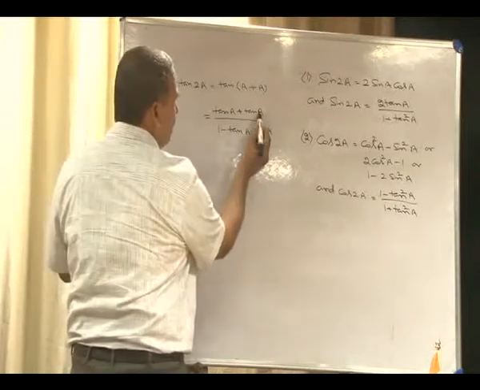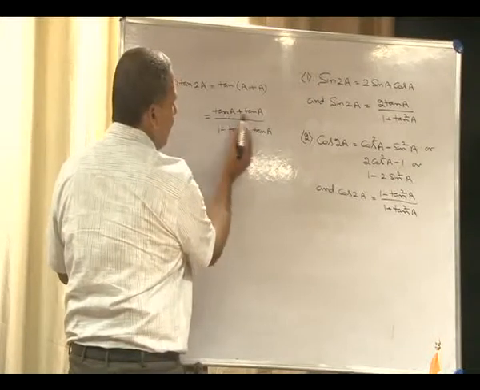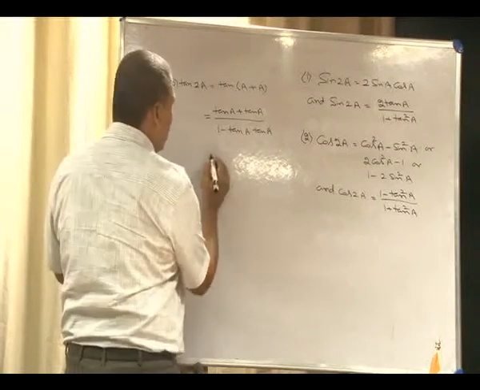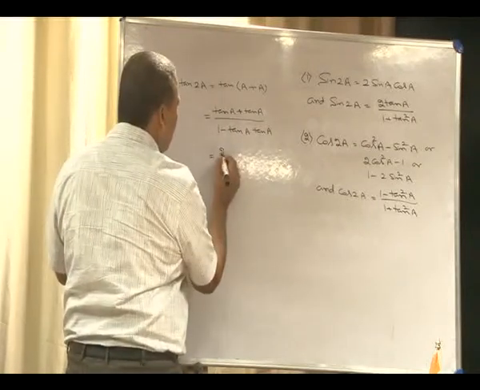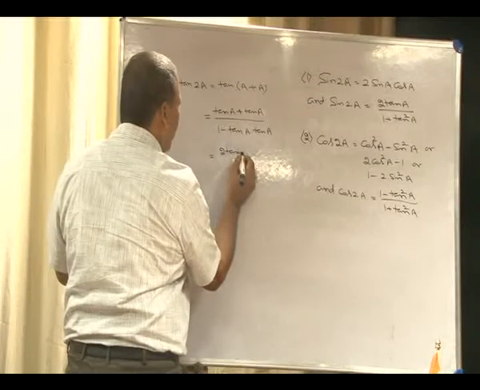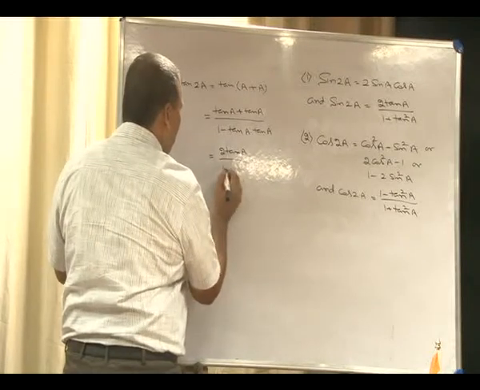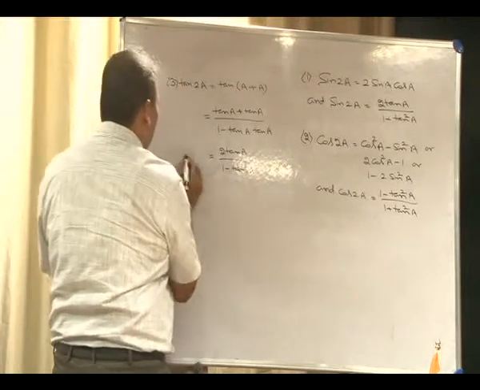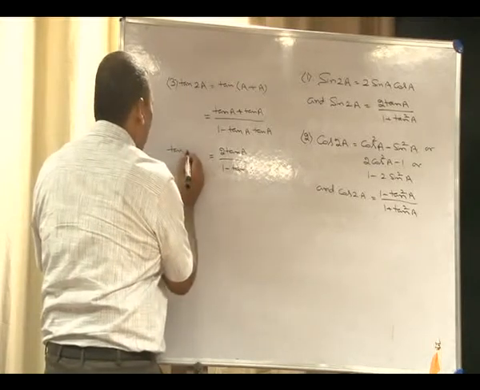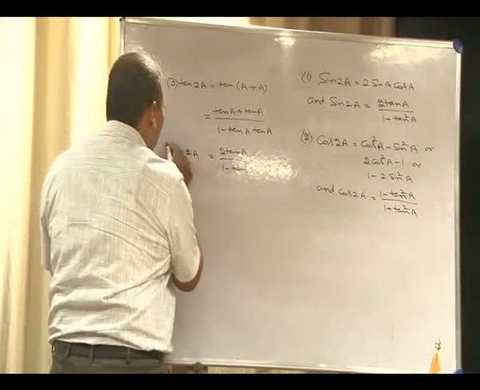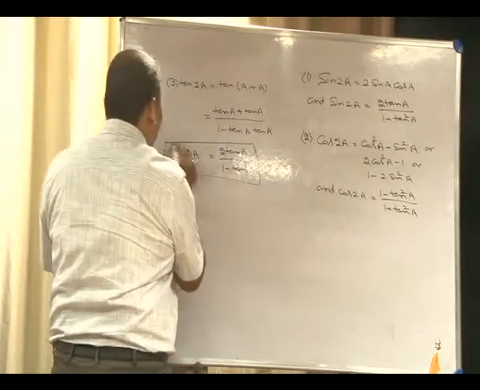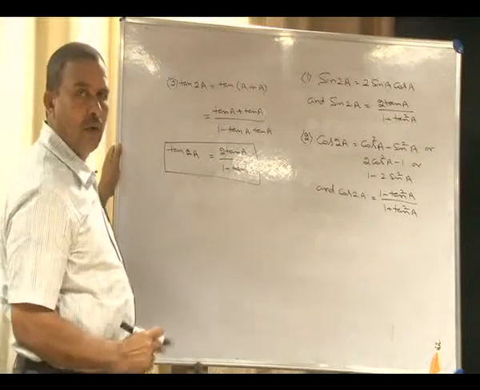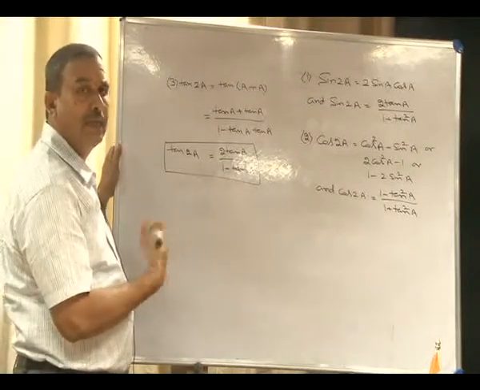Here in place of B substitute A, then we get tan A plus tan A by 1 minus tan A into tan A. That is equal to tan A plus tan A is 2 tan A by 1 minus tan A into tan A is tan square A. That is, tan 2A equal to 2 tan A by 1 minus tan square A.